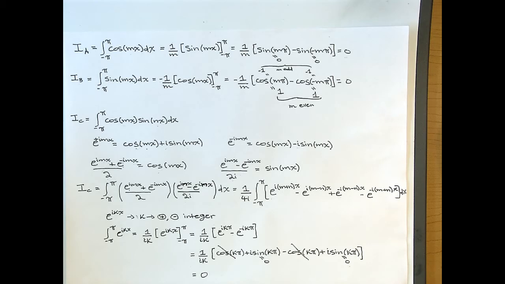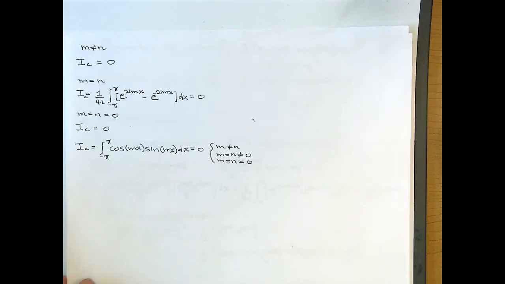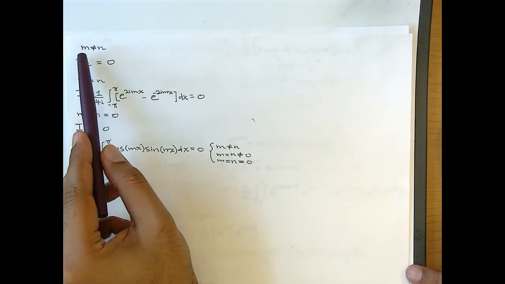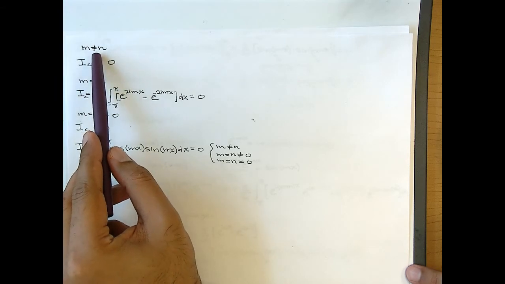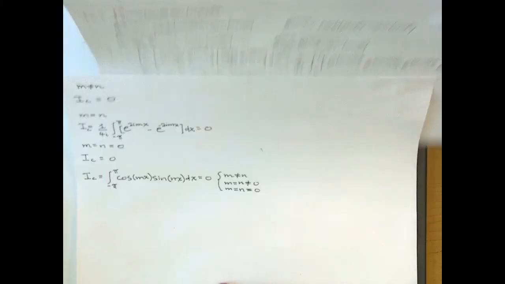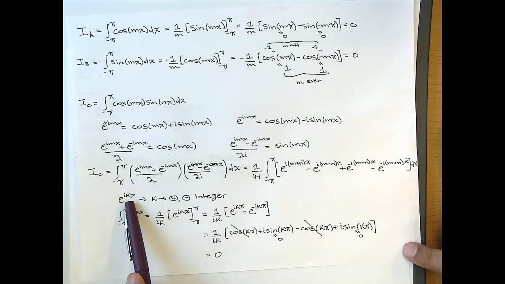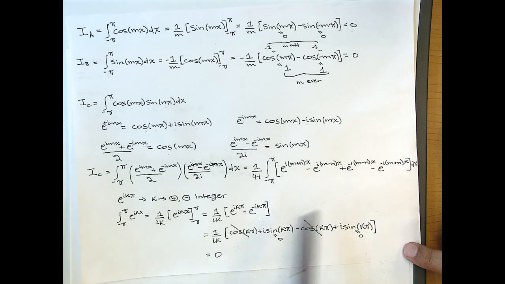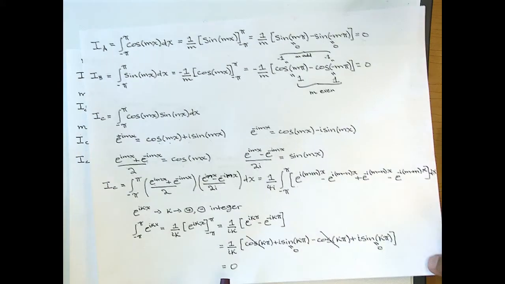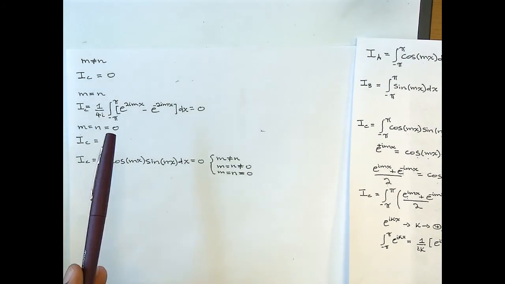So let's look at it now on a case-by-case basis. If m is not equal to n, this integral will go to 0. Now, why is that? Because, as we just said, if m is not equal to n, all of these integrals are of this form. And so when we integrate from negative pi to pi, all of these integrals will go to 0. So that is for m not equal to n.